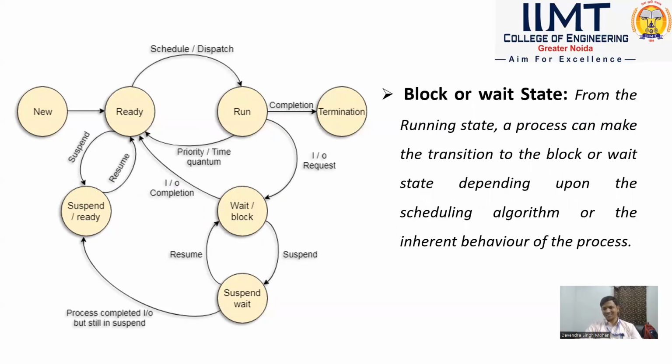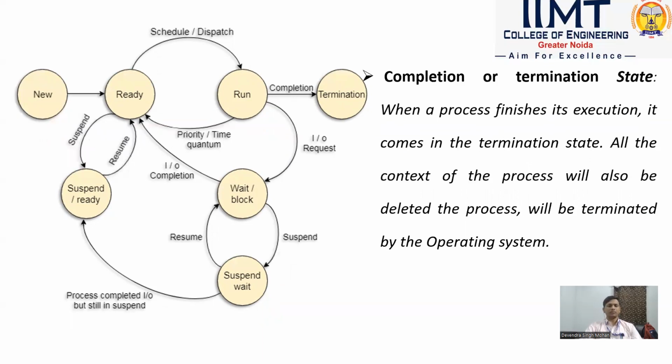Now we will discuss what is the block or wait state. From the running state, a process can make the transition to the block or wait state depending on the scheduling algorithm or the inherent behavior of the process.